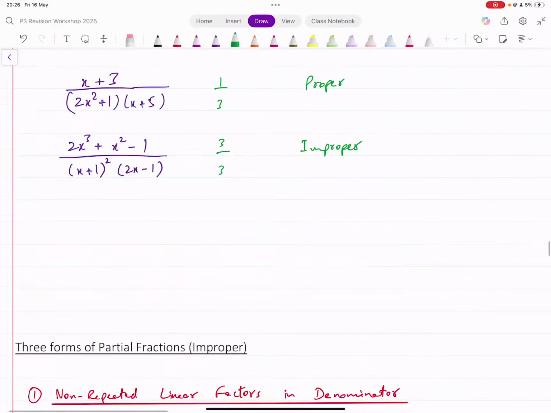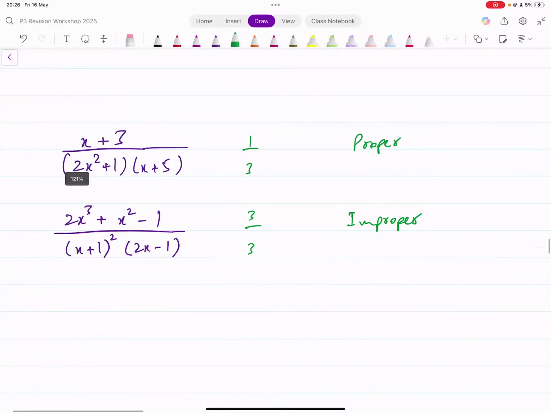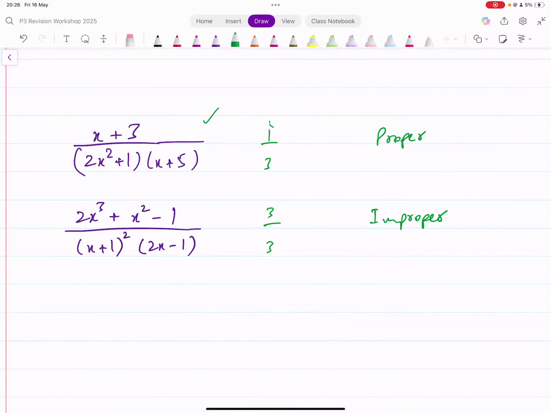For example, if you have a fraction like this, x plus 3 over 2x squared plus 1 into x plus 5, the first one, the degree of the numerator is 1, and for the denominator it is 3. We say it's a proper fraction. For the second case, the degree of the numerator is 3, and for the denominator, it's also 3. They're equal to each other. So we say it's an improper fraction.